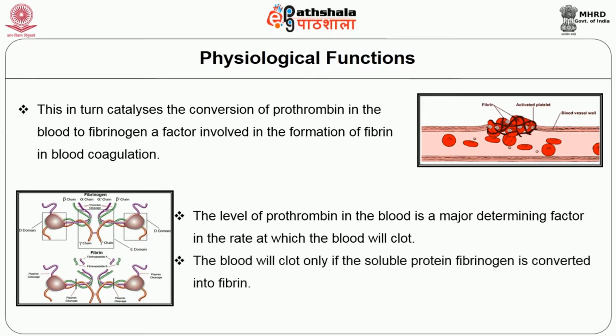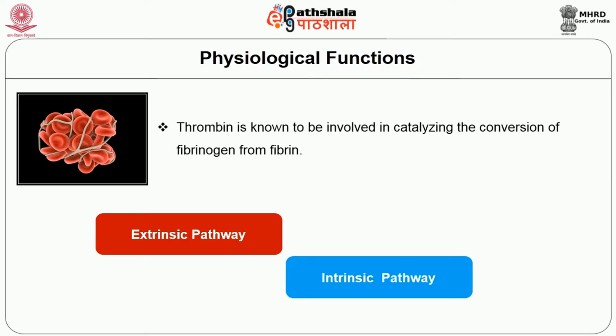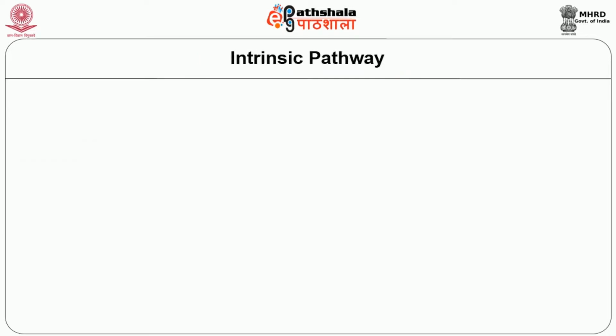The blood will clot only if the soluble protein fibrinogen is converted into fibrin. Thrombin is known to be involved in catalyzing the conversion of fibrinogen to fibrin. There are mainly two pathways, extrinsic and intrinsic, which play a role in the generation of prothrombin and thrombin for blood clotting. Let us look into the intrinsic pathway.